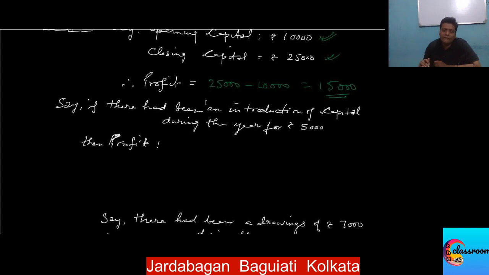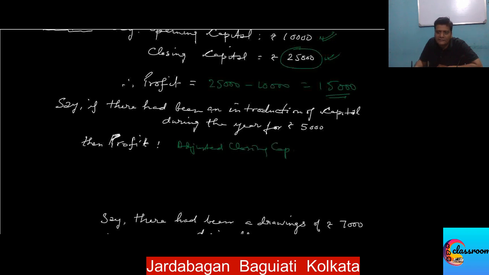In this case, what would be our profits? If there had been an introduction of fresh capital, then it means our closing capital of 25,000, which you can see over here, includes this 5,000 of fresh introduction of capital. So our closing capital, which is only a result of increase in profits, is 20,000 then. So we will calculate the adjusted closing capital.